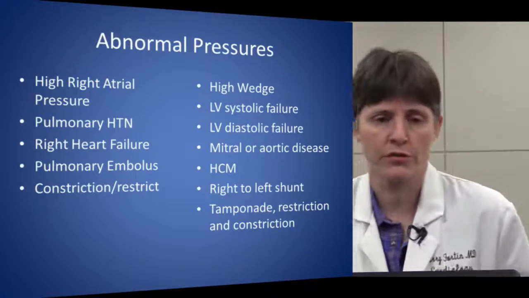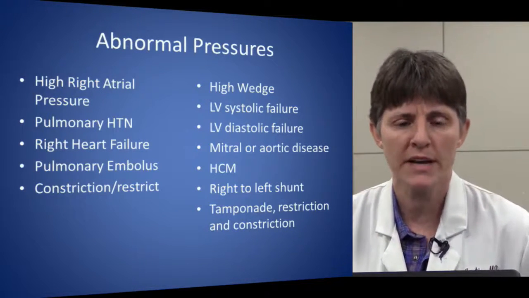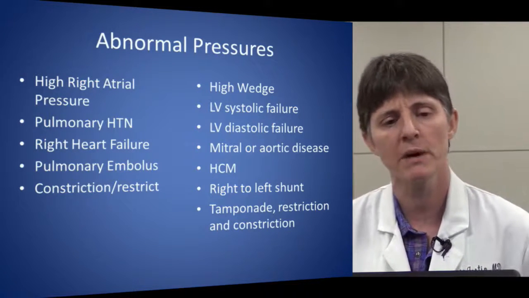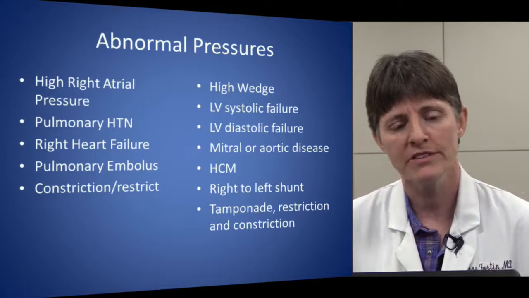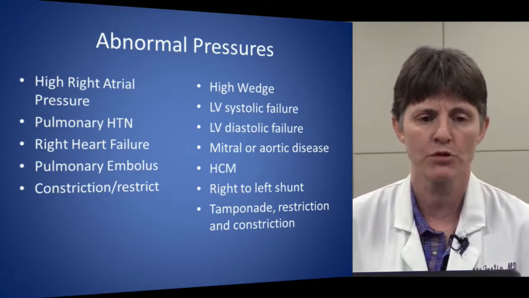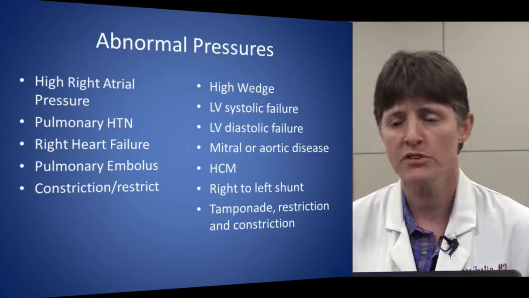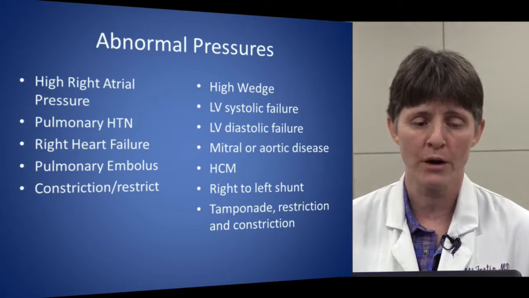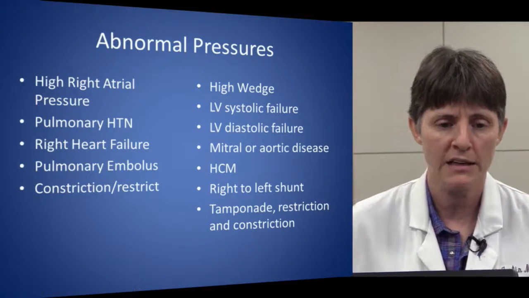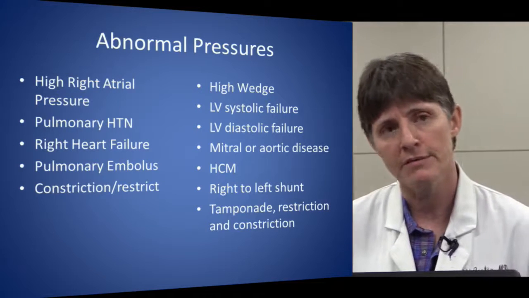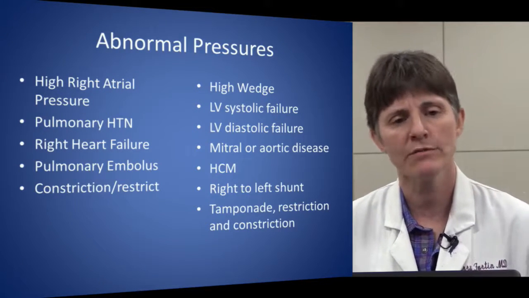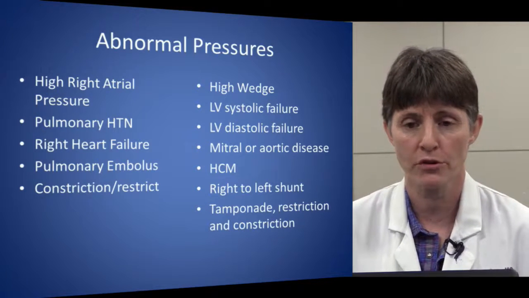So abnormal pressures. We've gotten pressures, we got tracings, and then we need to know, are these normal or not? Is it the 5 that we expect if we're in the right atrial pressure? If it's not, that's when we need to sort out why it might be. So what causes high right atrial pressure? Pulmonary hypertension, right heart failure of some sort. Now, the biggest cause of right heart failure is left heart failure, so plenty of reasons for that. A pulmonary embolus, and if they've gotten volume, constriction, restriction, tamponade, lots of things can cause a high right atrial pressure.